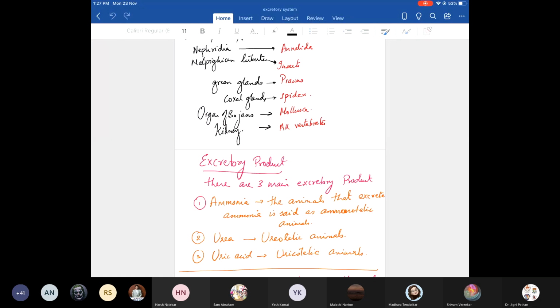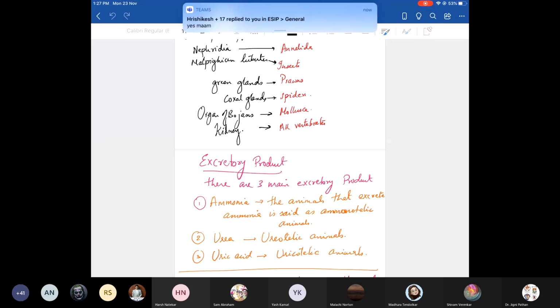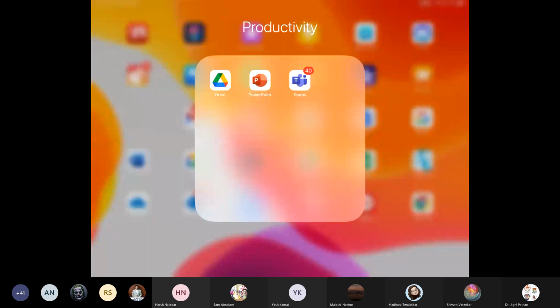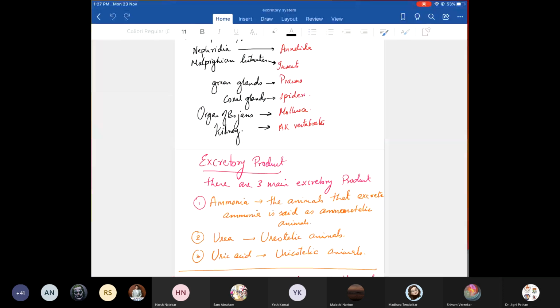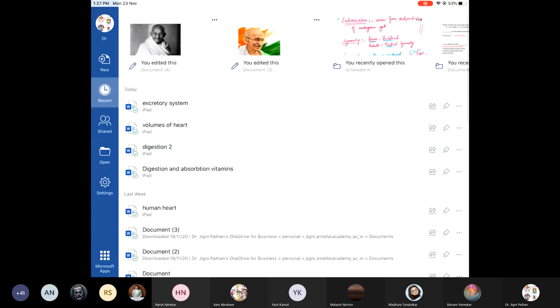So which are the three main excretory products? Ammonia, urea, uric acid. Is it clear to all? Okay. Before we move, there's a small part of clotting. Let us write down. Coming back to body fluids, there's a very small part that we missed. That's an important part.